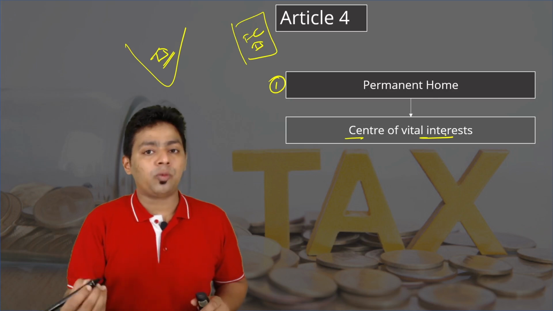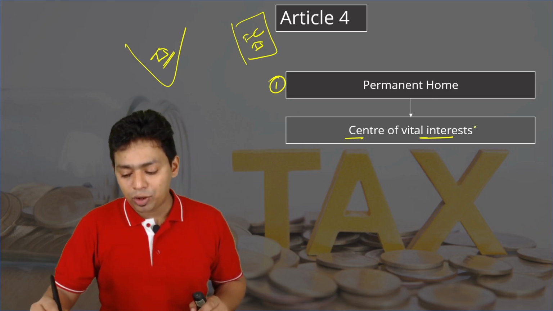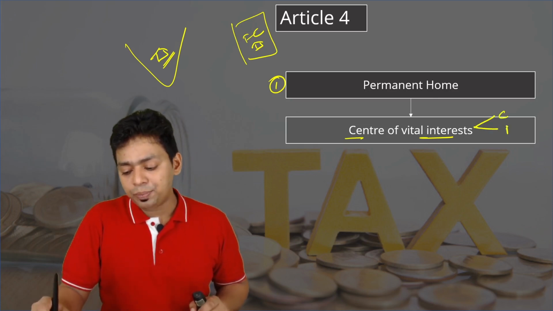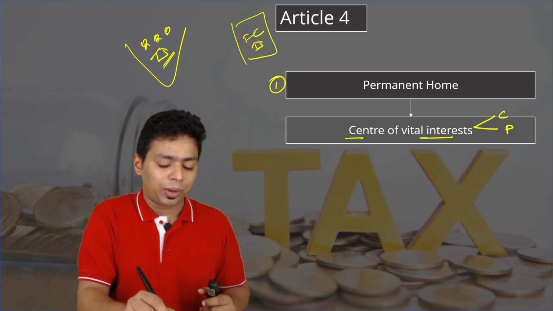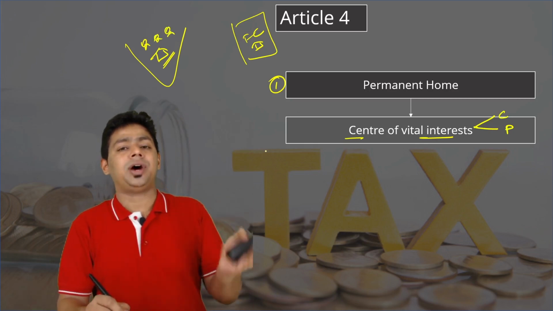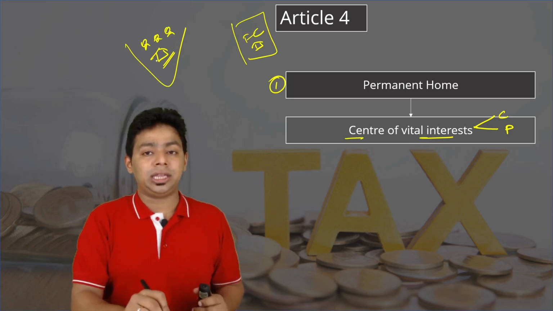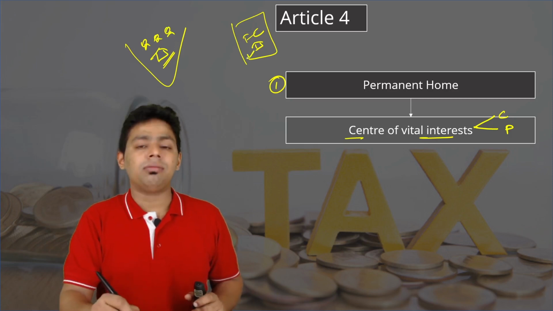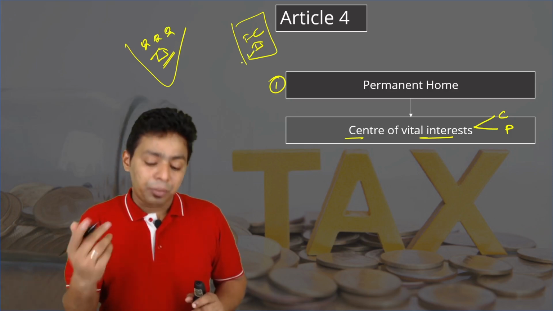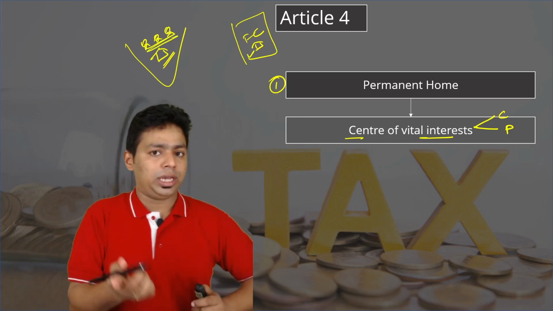So what is the center of vital interest, sir? Now, interest can be of two types: commercial interest and personal interest. Personal interest means he is having family. Say for example, his grandfather, grandmother, mother, father, wife, kid, everybody is there in India only. Whenever he travels for business transactions in London, he stays in the London house. Majority of the time he is there in India only, isn't it?